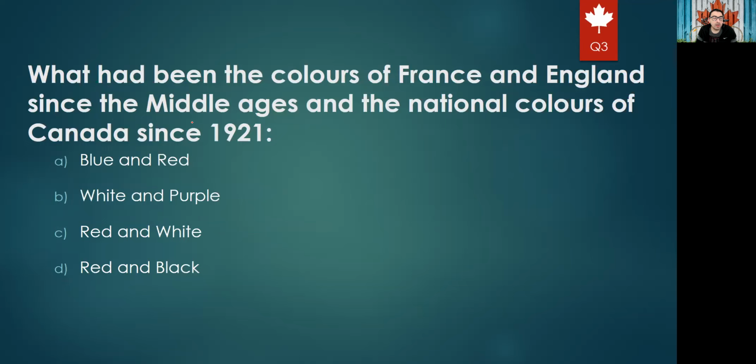Next question will be: what had been the colors of France and England since the Middle Ages and the national colors of Canada since 1921? This is a very easy question. Blue and red, white and purple, red and white, red and black? For sure, red and white, option C.